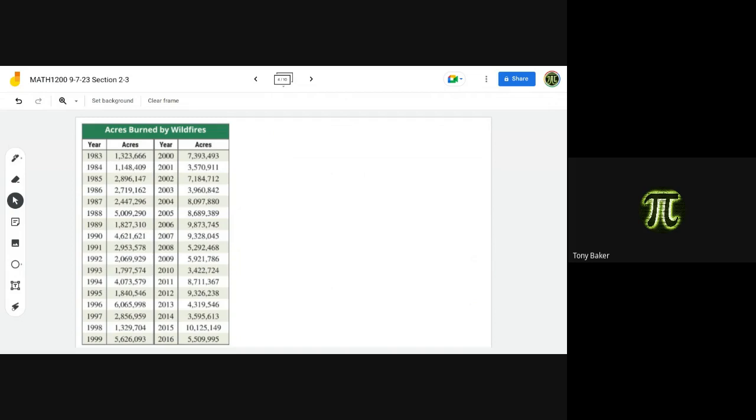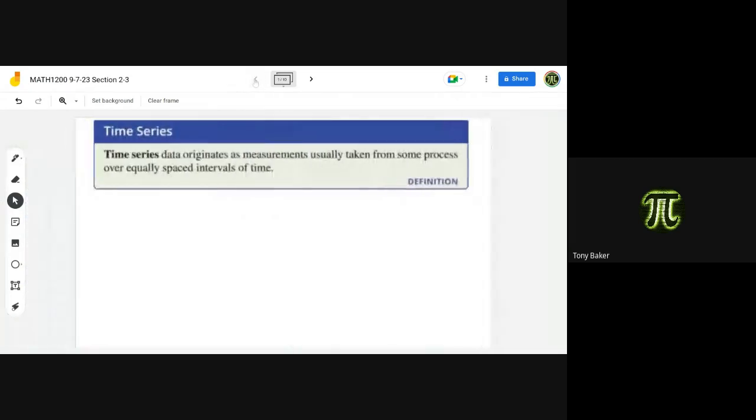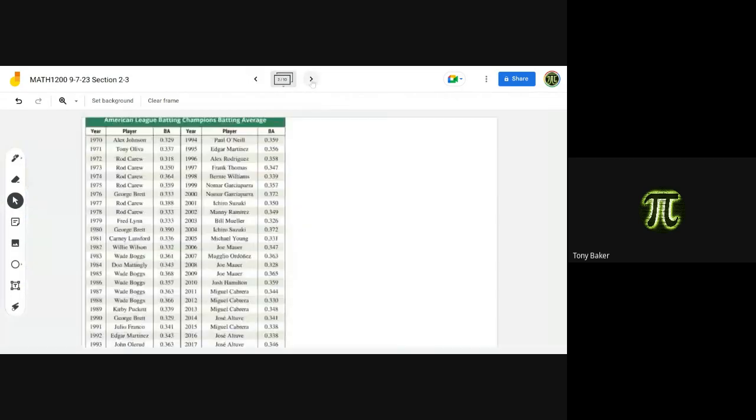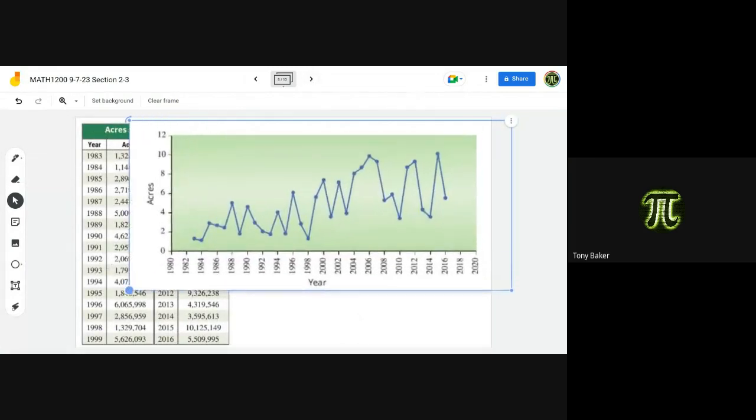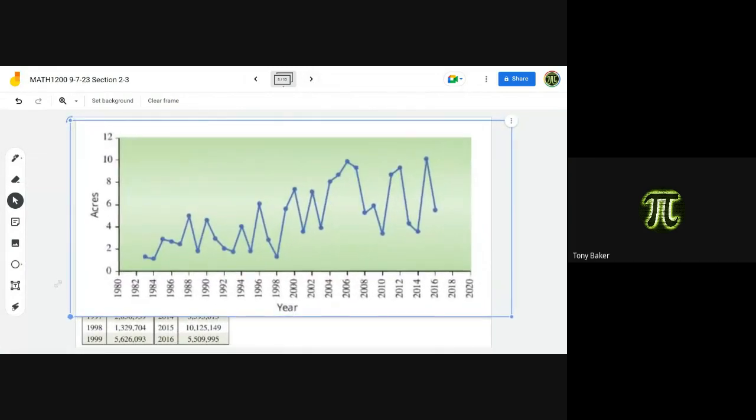All right, so this is forest fires, again, by year. So this is a time lapse, or, what do they call it? Time series? Time series graph. But now, if we look at this as a graph, here's our graph.